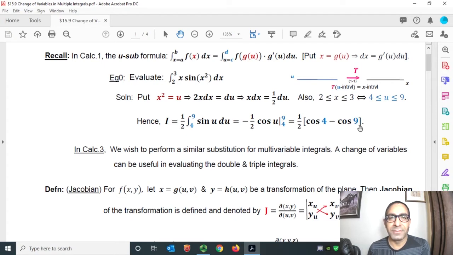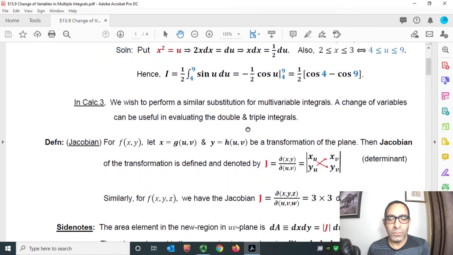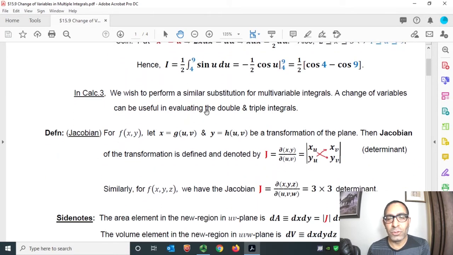Then simplifying, it gives us the value of this given integral equals 1/2 times cosine of 4 minus cosine of 9. Great. So now in Calculus 3, we perform similar substitutions for multivariable integrals. A change of variables can be useful in evaluating double and triple integrals. So first, let me define the Jacobian of a transformation.